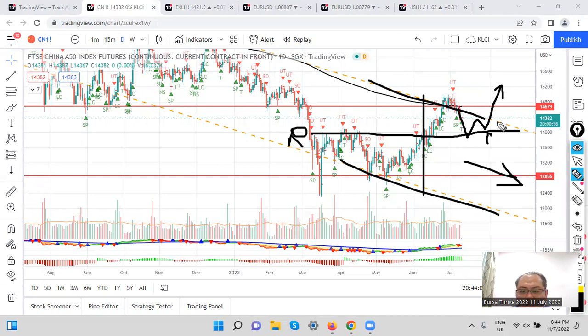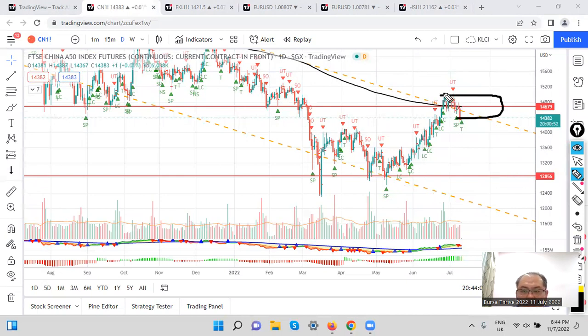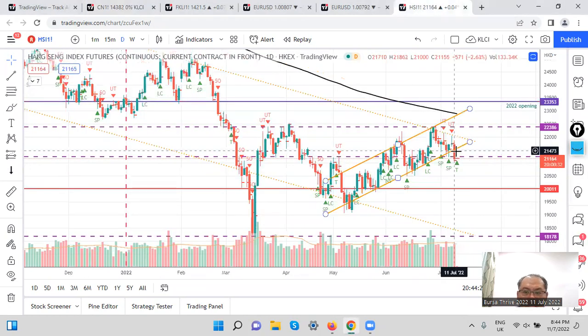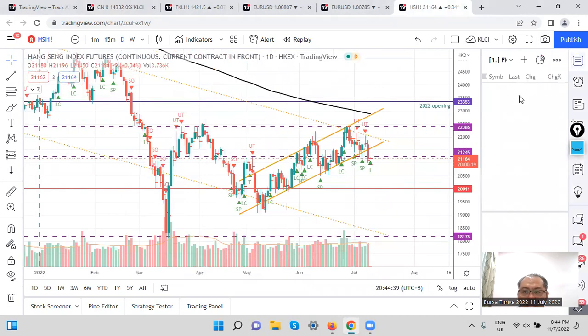Okay, so far at this junction, the chance to short is higher than going long. This one, we have the chances going down. I'm seeing the weakness coming in already. Also, what we see here in Hang Seng is that it already broke this temporary small outward channel, and it's going down to test this level again. All this depends on our US market.